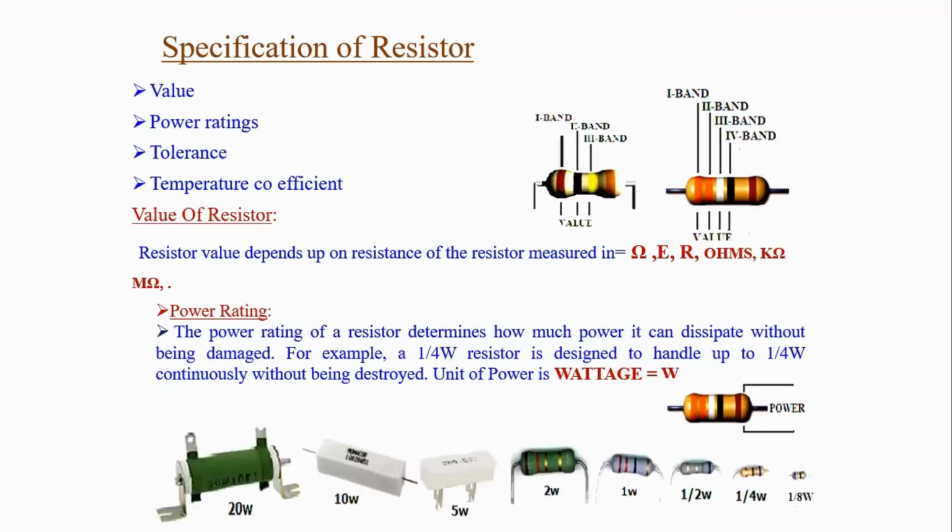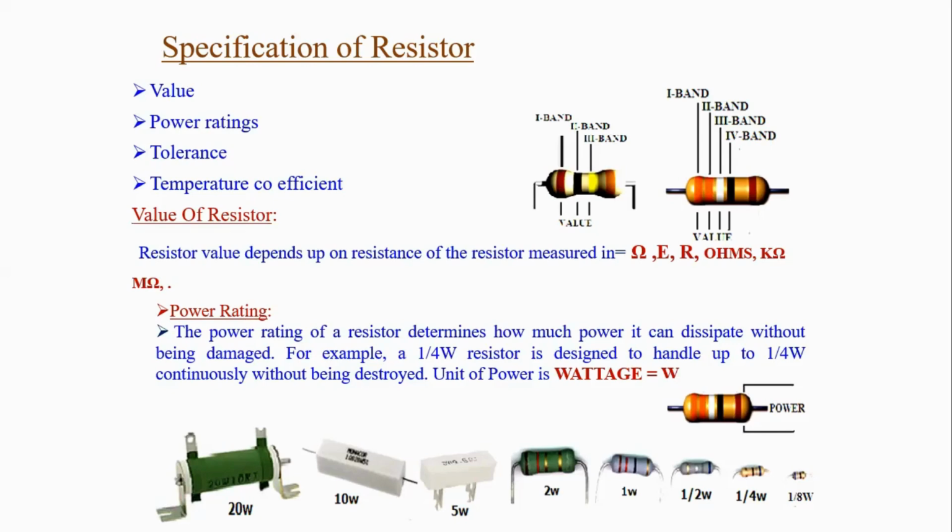All right, so the specification of a resistor: what you have to remember in resistors, first is value. How will you find out the value? With the help of a color code, the bands: the first band, the second band, the third band, and the fourth band. I hope you have already studied in theory in the classroom how to find the value of the resistor, so we will not discuss that. The value of the resistor can be found with the help of the color code.